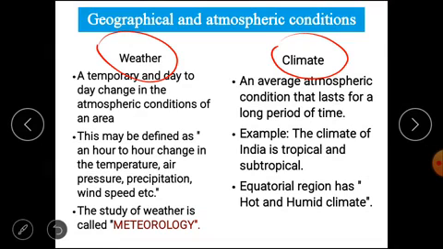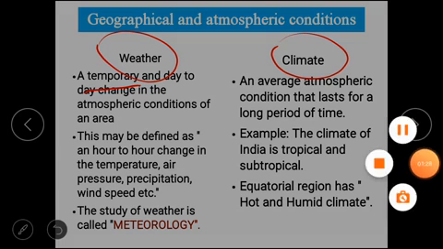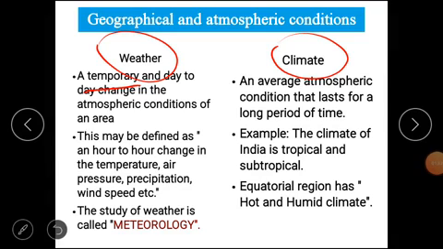What is weather? Weather is temporary, does not last for so long, and is a short-duration, day-to-day change in the atmospheric conditions of an area. So it is an atmospheric condition prevailing over a region that lasts for only a short period of time. For example, it was raining yesterday and now the sun has come out and the sky is clear. The weather is hot, right? That will be called a change in weather.